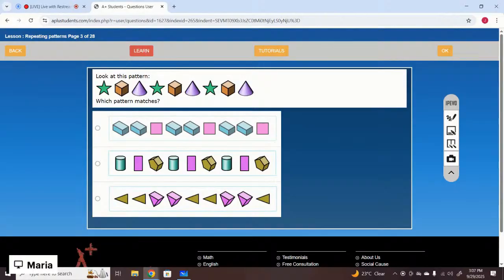Look at this pattern. So which pattern matches? We have three different objects. They repeat themselves after one time. So option number two is the correct option, right? We have one, two, three objects and they keep repeating themselves. So option number two is the correct option.